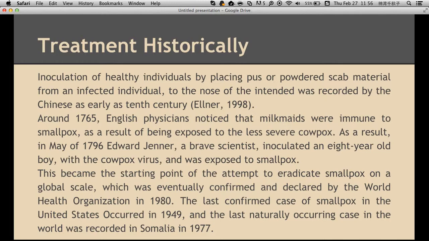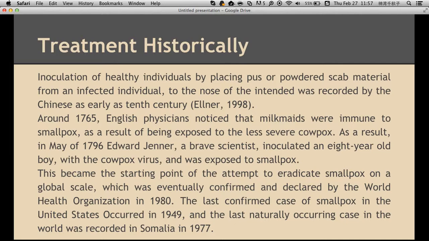Inoculation of healthy individuals by placing pus or powdered scab material from an infected individual into the nose of the intended person was recorded by the Chinese as early as the 10th century. The procedure of inoculation of a healthy individual with smallpox was widely used in England by 1740.